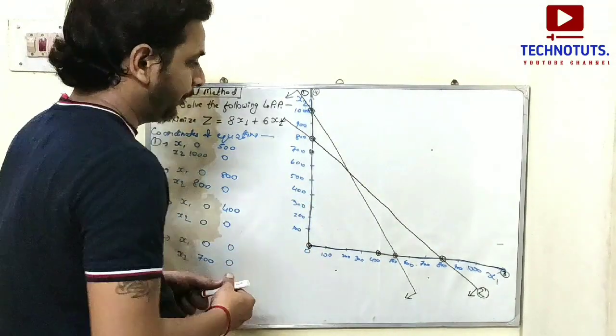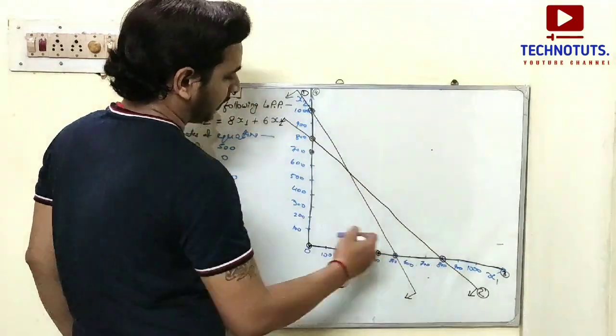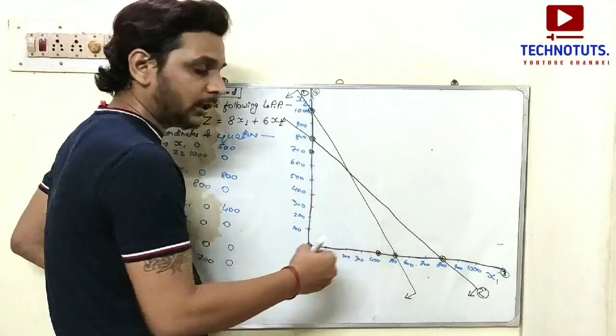Okay, this is equation number 1, line number 1. This is line number 2. This is line number 3. This is line number 4. The area bounded by all the lines is this area.